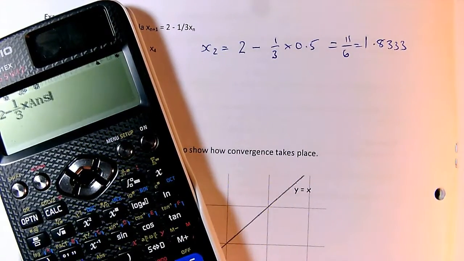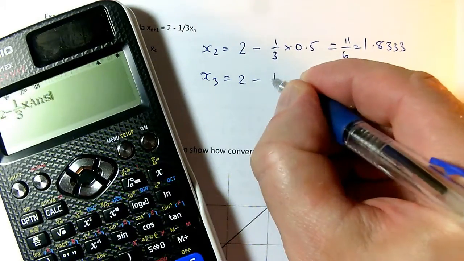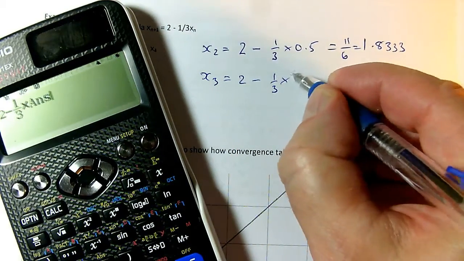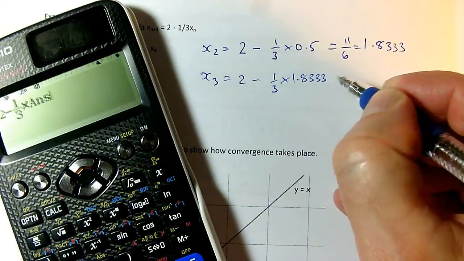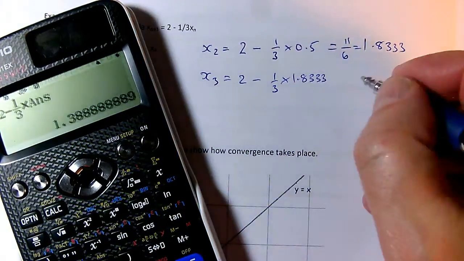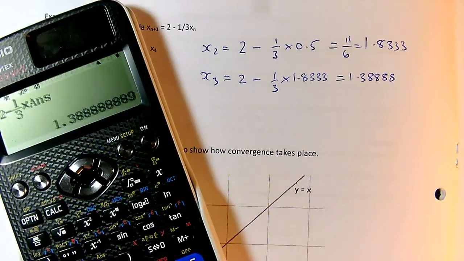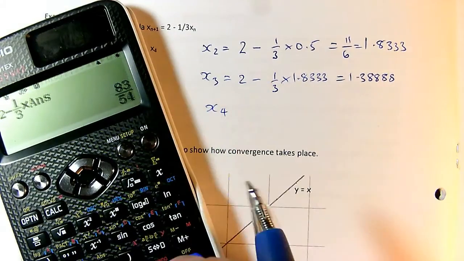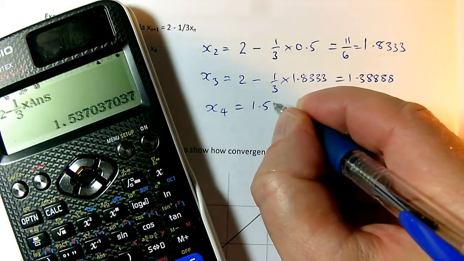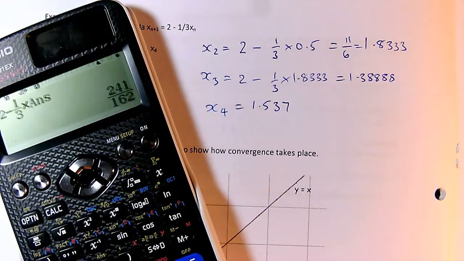So if I use my answer button, the next calculation is that x3 equals 2 minus a third times, so I'm substituting into this, but now the x1 becomes my previous answer, 1.833333, but the answer button does that for me. So the next one is 25/18, but that is 1.3888, and then my next one, my x4. Remember, after you've done a couple, they're not really bothered about seeing the working, so 1.537.